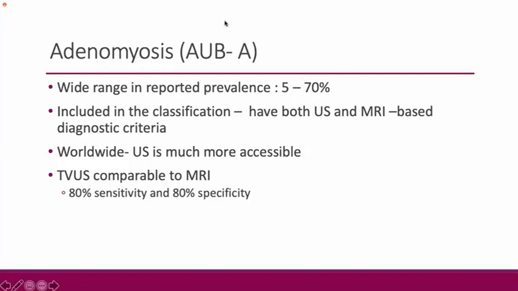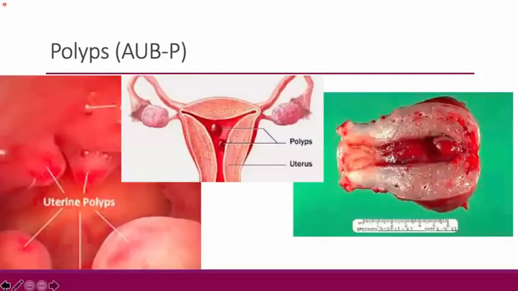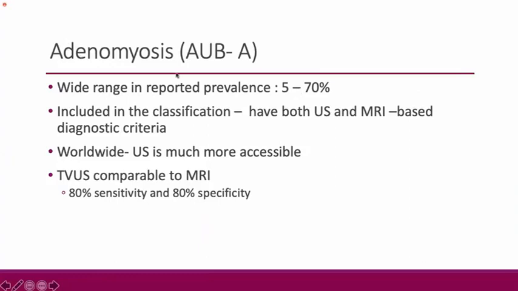Adenomyosis is again a common disease, with a prevalence of around 5 to 70%. We have ultrasound, but I'll go back a bit first. Now, polyps, do you have any questions before I move on? Otherwise, it's going to be a problem. Any questions on the polyps? You can put questions in the chat also. Right, okay. Let's try adenomyosis.